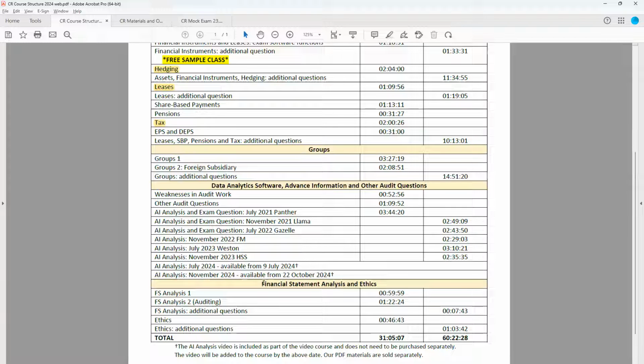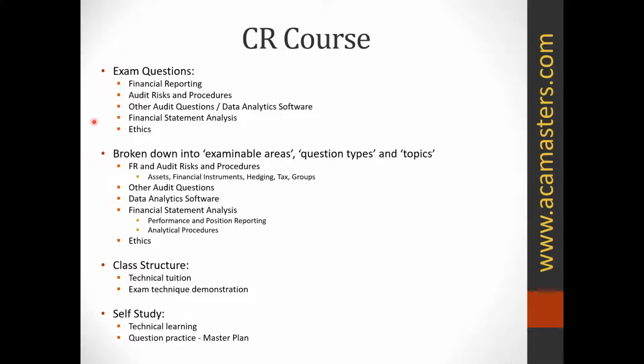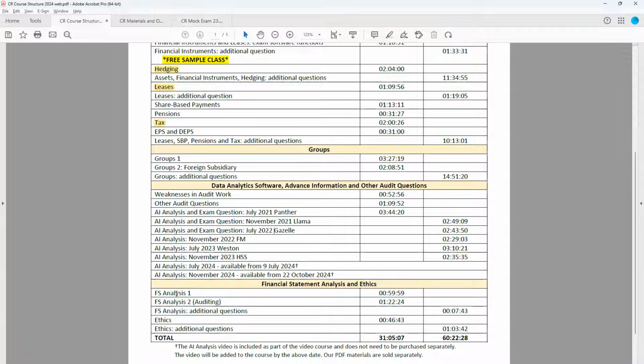So then finally, we'll finish off with those two smaller types of questions, financial statement analysis and ethics. But again, similar exam technique. I'll explain any technical content you need to understand, but then work through recent exam questions. So you can see me working through several questions there, both from a management perspective, analysing the performance and position of the company, and then from an auditor's perspective, using analytical procedures to identify risk or as procedures.